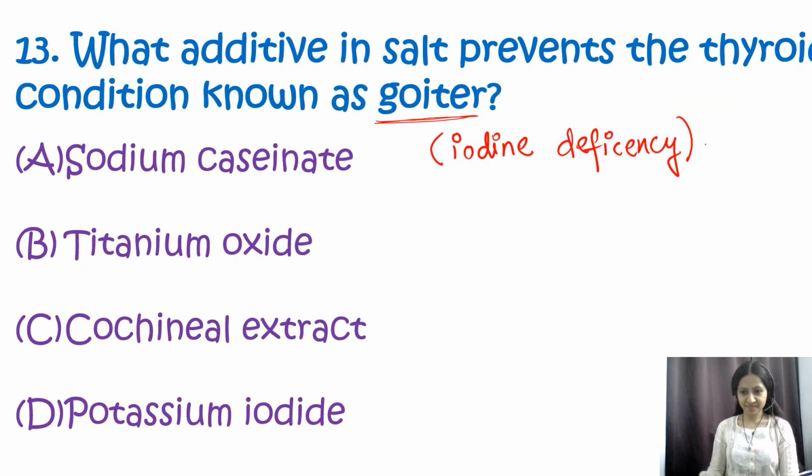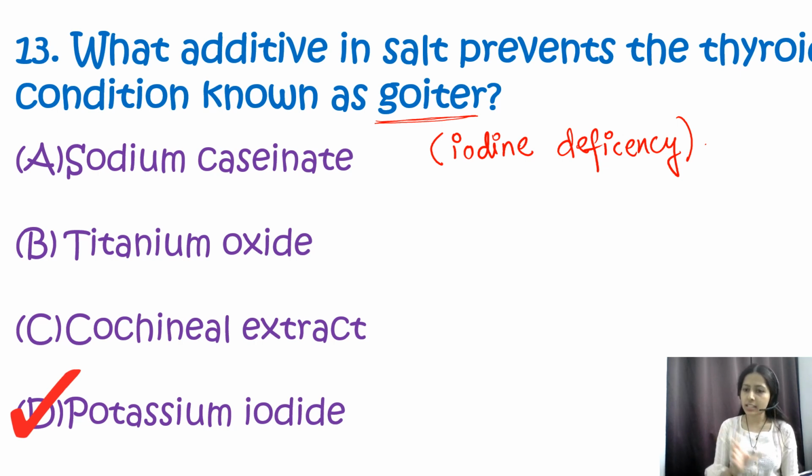Next, question number 13. What additive in salt prevents the thyroid condition known as goiter? So options are sodium caseinate, titanium oxide, cochineal extract, and potassium iodide. So over here my correct option will be D, that is potassium iodide. So the additive in salt that prevents the thyroid condition known as goiter is potassium iodide.